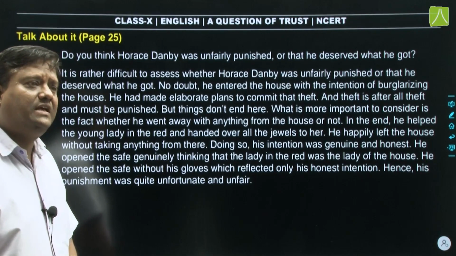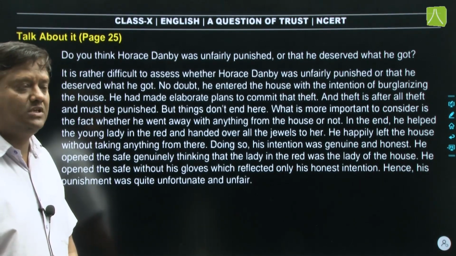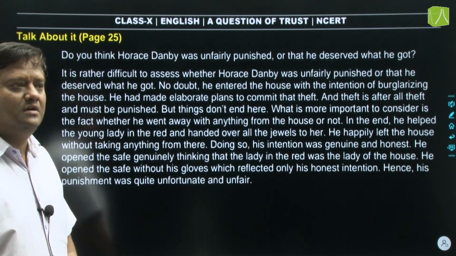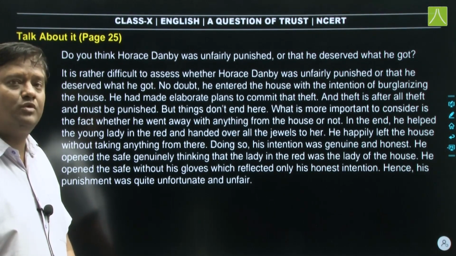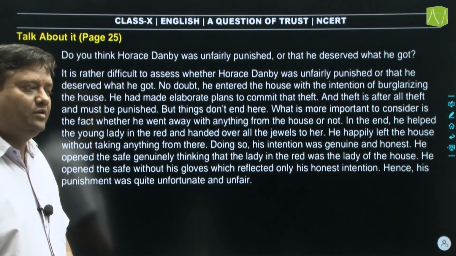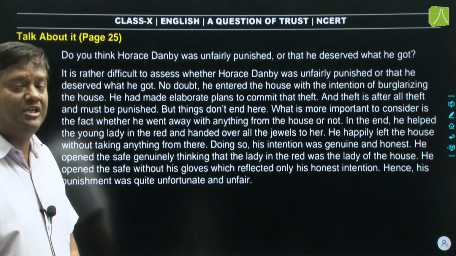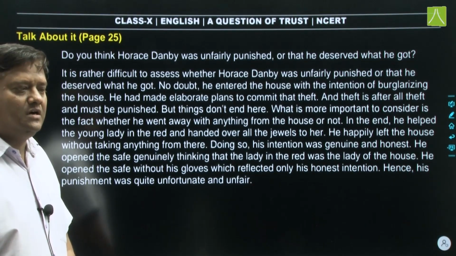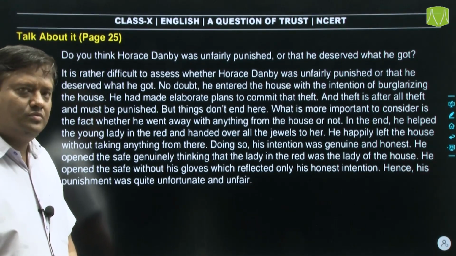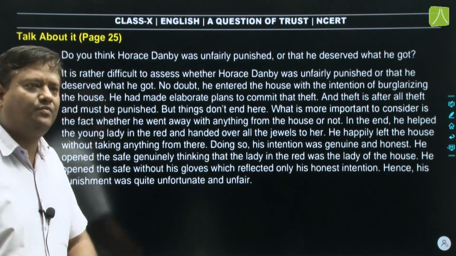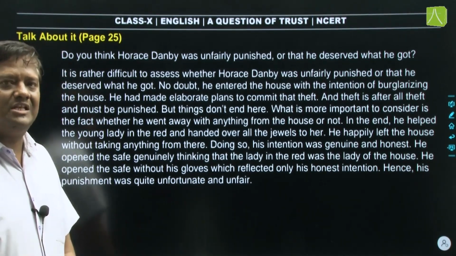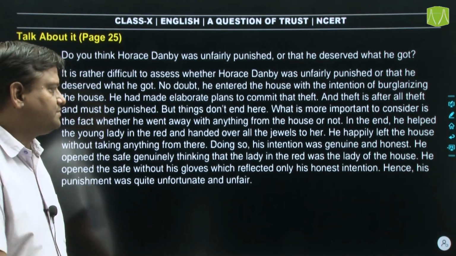We can also say that he didn't harm the lady. उसने कहीं lady को नुकसान नहीं पहुंचाया. There the lady was alone and he could harm the lady dangerously, but he didn't do so. It is also telling that somewhere he was a balanced person, he was a good person.